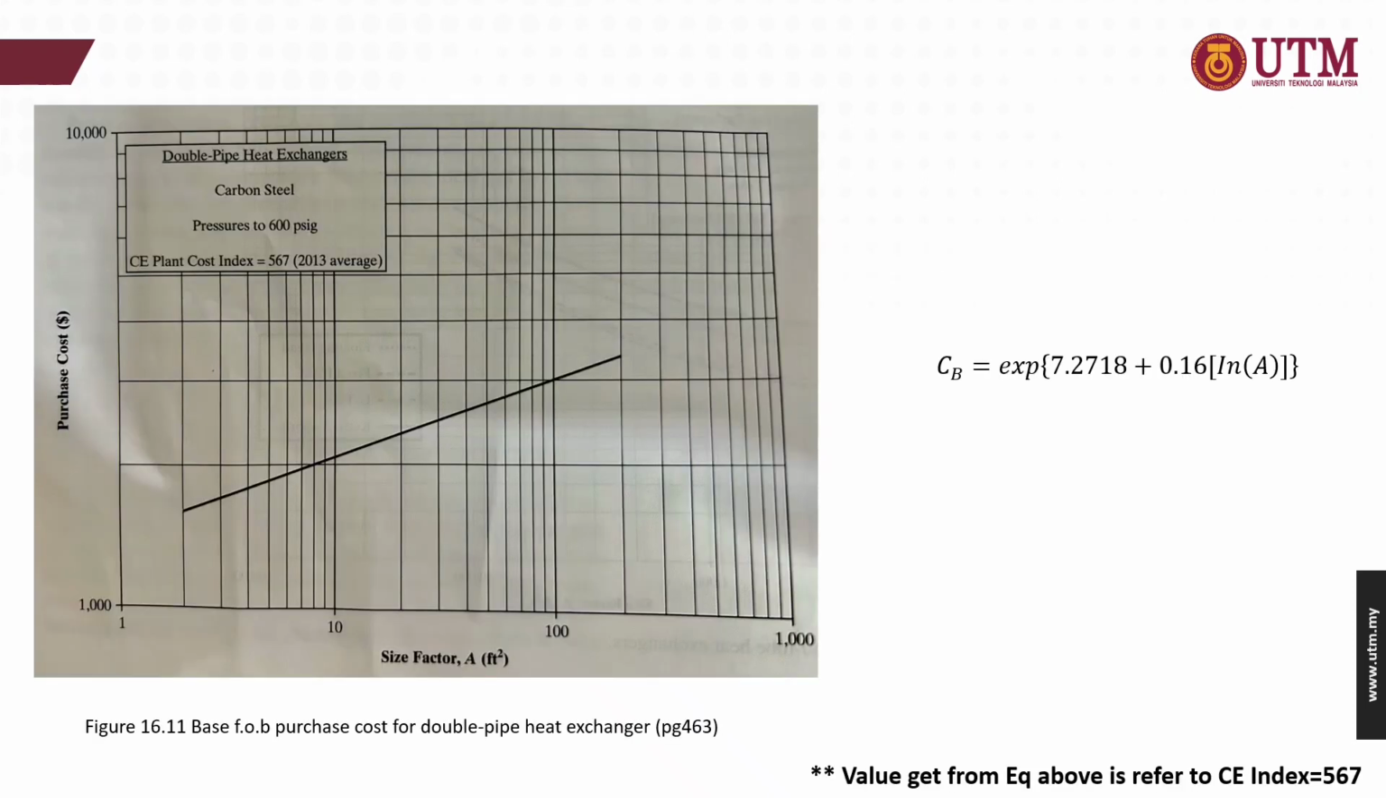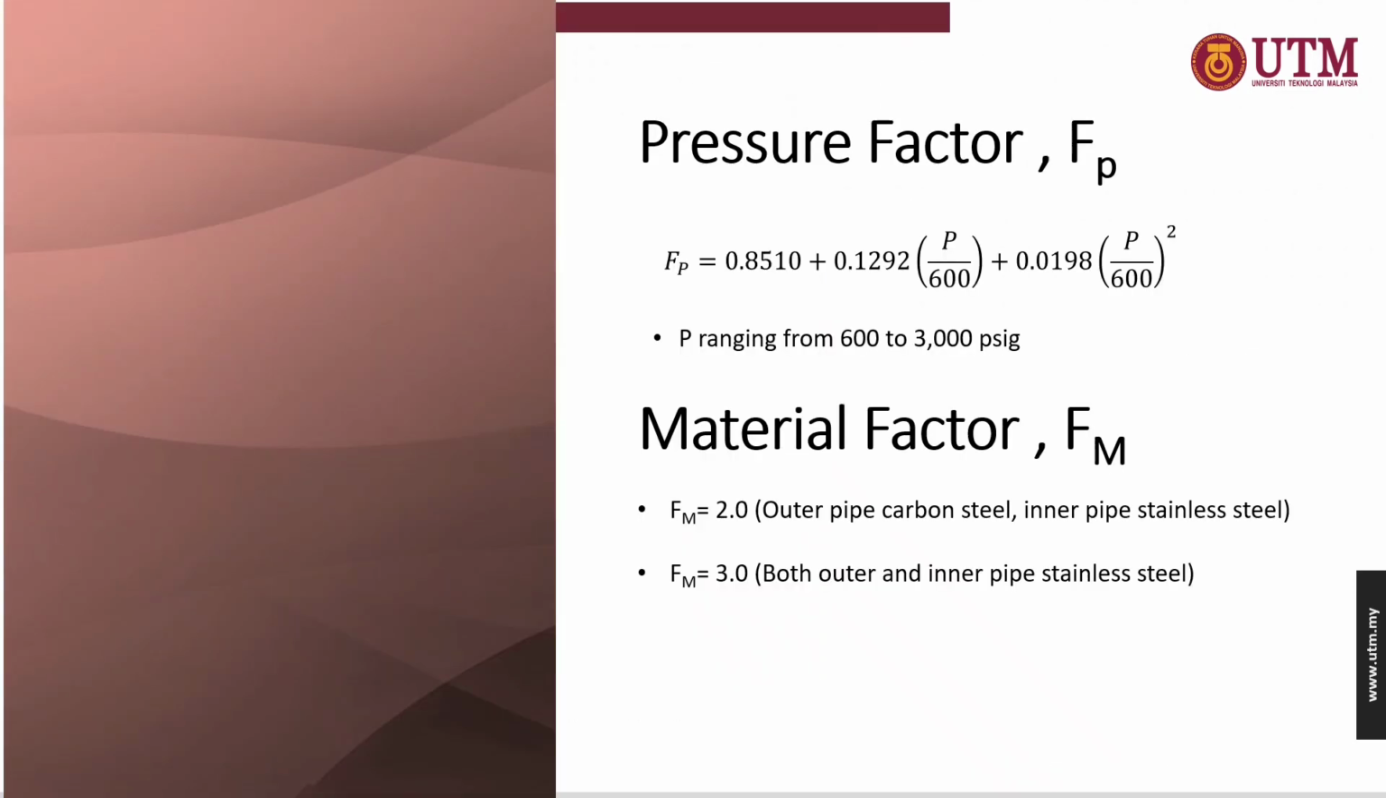And this is the figure for base FOB purchase cost for double pipe heat exchanger, and the formula for correlation factor is CB equal to exponent 7.2718 plus 0.16 ln A. And this is the formula to calculate the pressure factor that ranging from 600 to 3000 psi gauge, and material factor, which is FM equal to 2.0 when outer pipe is carbon steel and inner pipe is stainless steel, and FM is equal to 3.8 when both outer and inner pipe is stainless steel.